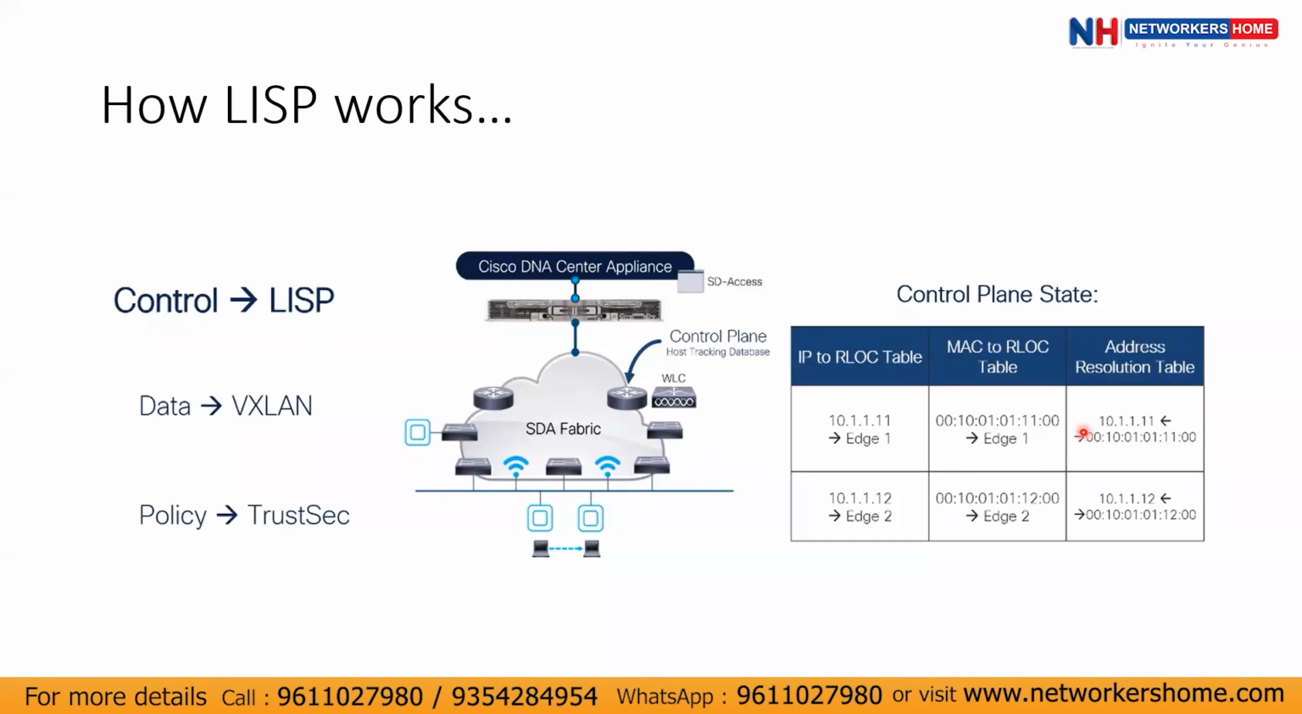It has the MAC address of both the devices, and the ARP resolution table as well. The interesting part is how ARP resolves here in SD-Access Fabric, which is quite unique to understand. So I have created one traffic flow which gives you the overall idea of how my ARP is getting resolved and how all the entries are being created in the database table, the host tracking database.